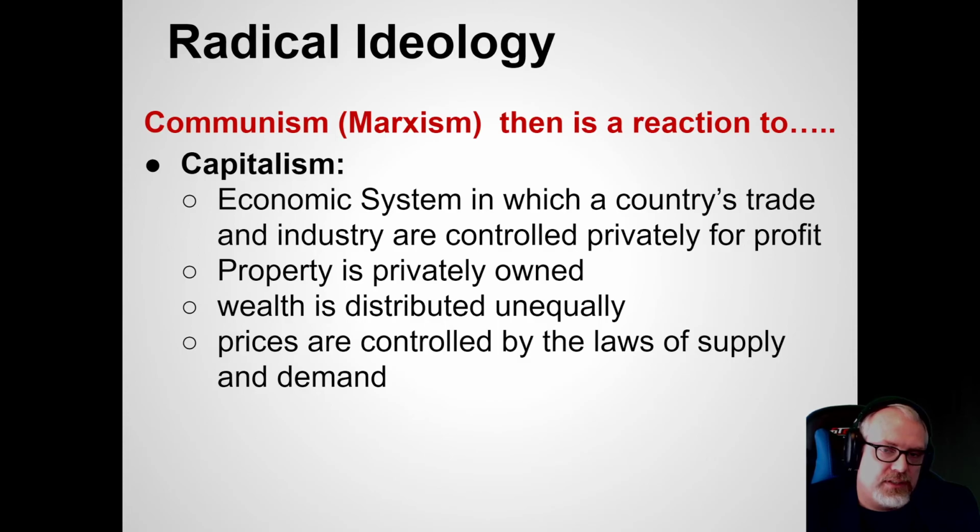So capitalism is the economic system in which a country's trade and industry are controlled by private people, and it's done for profit. And property is, again, privately owned. Wealth is distributed unequally, so you have some people who are extremely rich, and you have many people who are extremely poor. And the prices are controlled by the laws of supply and demand. So if the price is too high, you don't buy it. Okay.